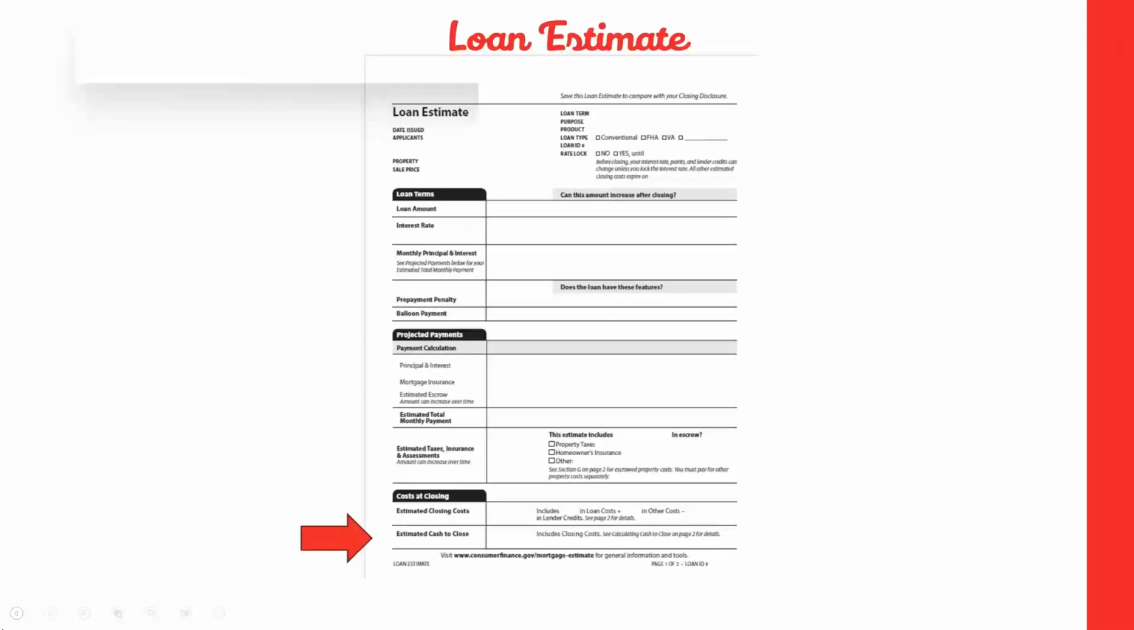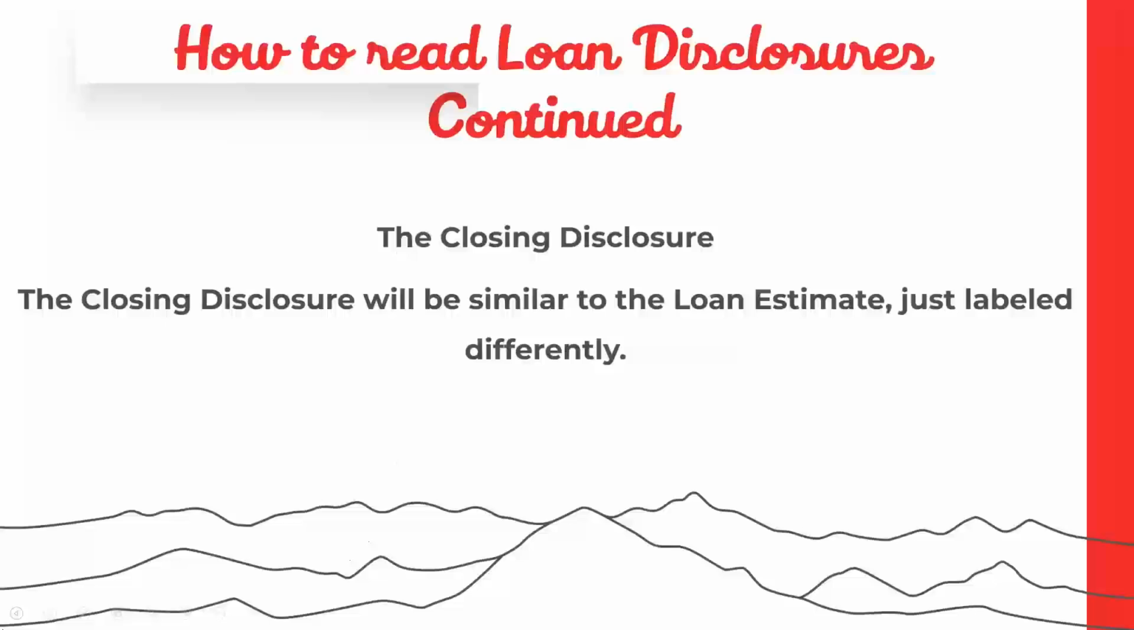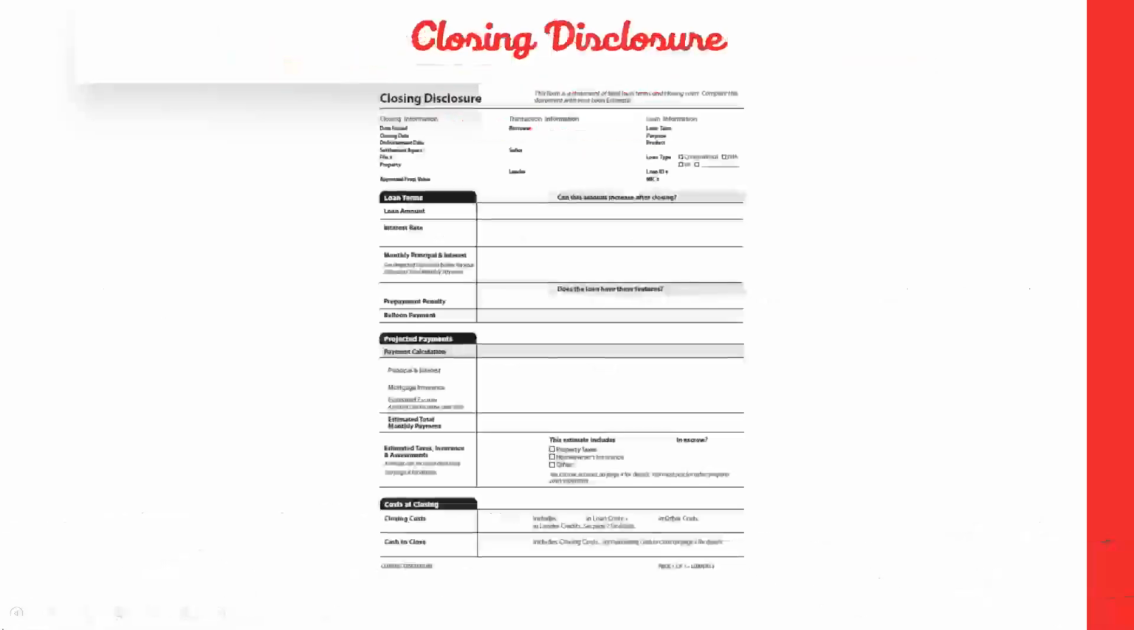The closing disclosure is the second formal loan document that you will receive towards closing. It is very similar to the loan estimate. It's just labeled a tad differently. So again, top section goes over your information as the borrower, my information as the lender, and loan information. Loan terms, so your loan amount, interest rate, monthly principal and interest payments, prepayment penalties, and balloon payment options.